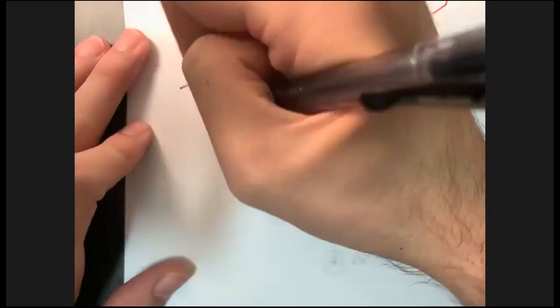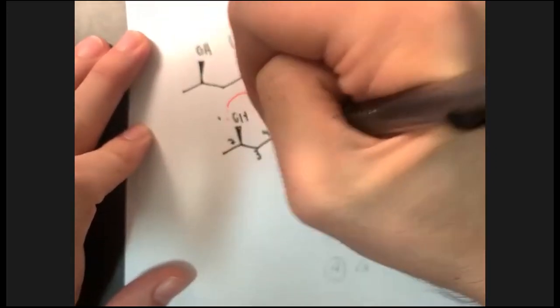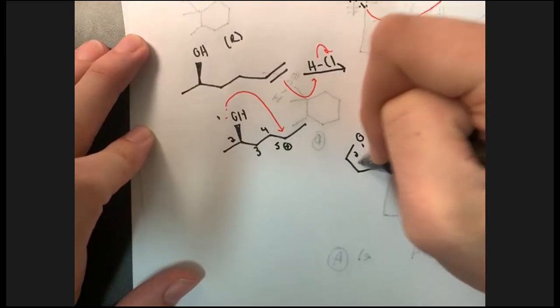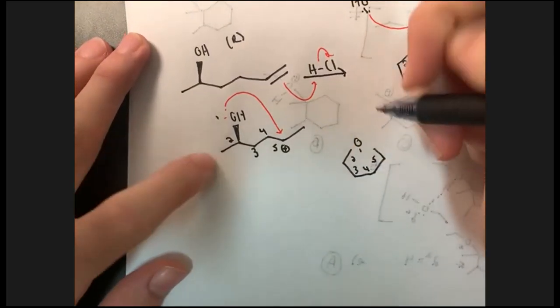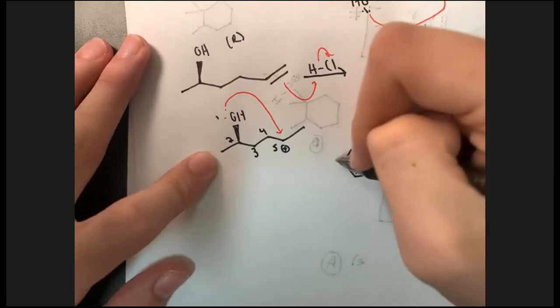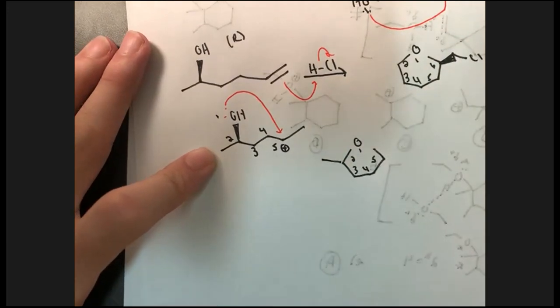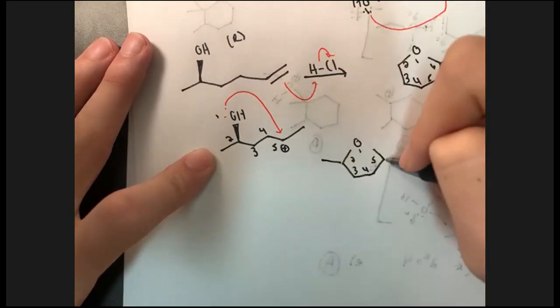So we get a 1, 2, 3, 4, 5-membered ring with oxygen in it. On carbon 2, we have a methyl group. We're going to have to talk about the stereochemistry there in a second, so I'm just going to draw that plain methyl. And then on 5, we also have a methyl group.